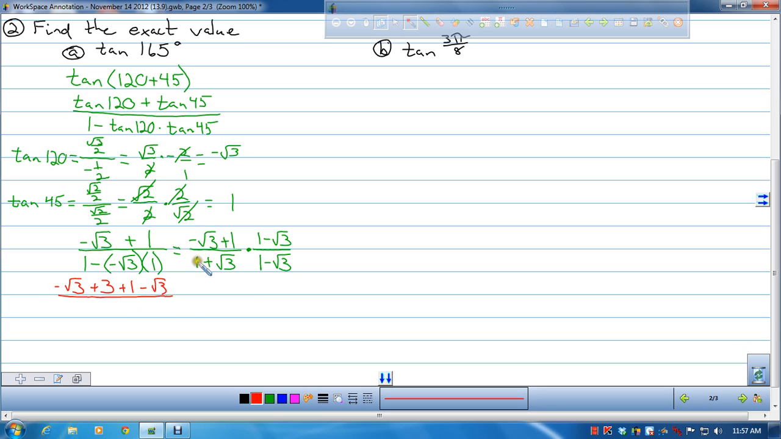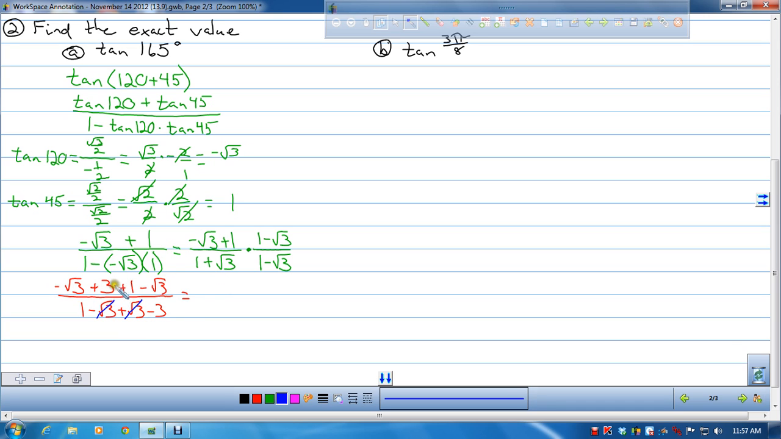Multiply the bottom. 1 times 1 is 1. 1 times negative root 3, negative root 3, root 3 times 1, positive root 3, and then root 3 times negative root 3, negative 3. So these are going to go away, right? So I have a negative something and a positive something, they're gone.